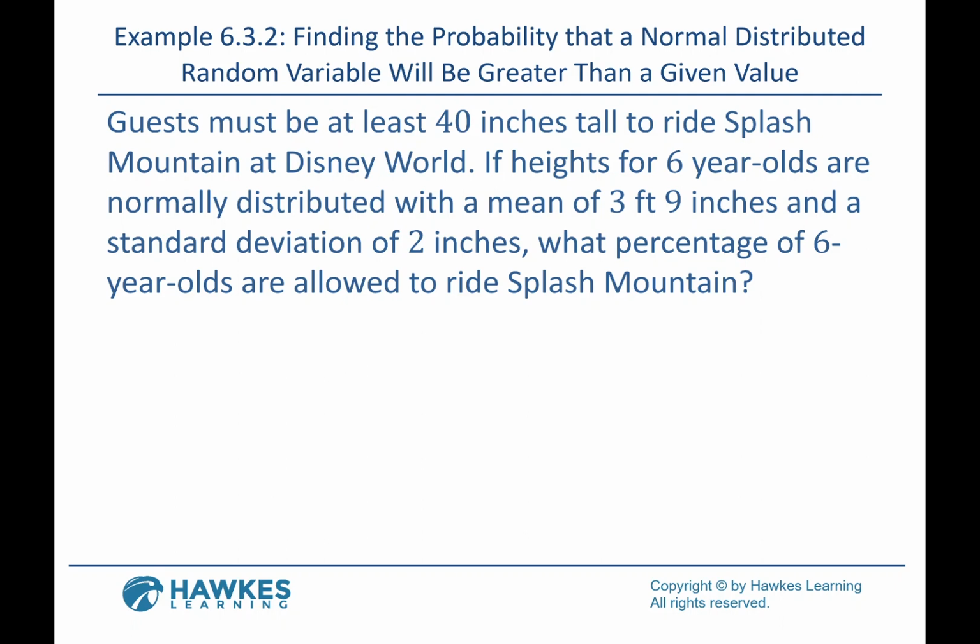Okay. That's a good question. If you're making a theme park ride, you want to try to make sure most of your customers that want to ride the ride can ride the ride. Okay, so what do we know? The main important part. Okay, it tells us heights of 6-year-olds are normally distributed. That tells us we can use our standard normal distribution. So what else do we need to know?